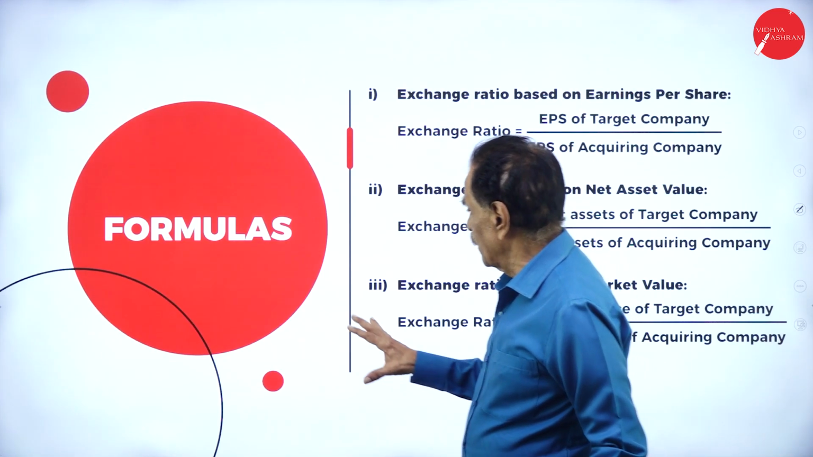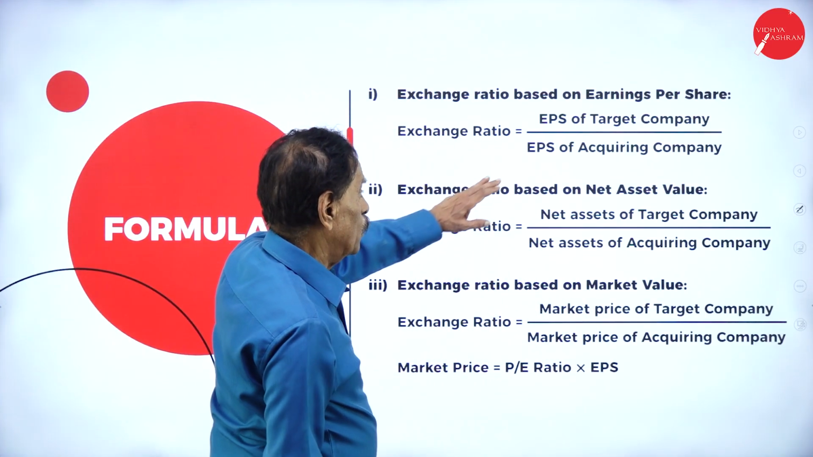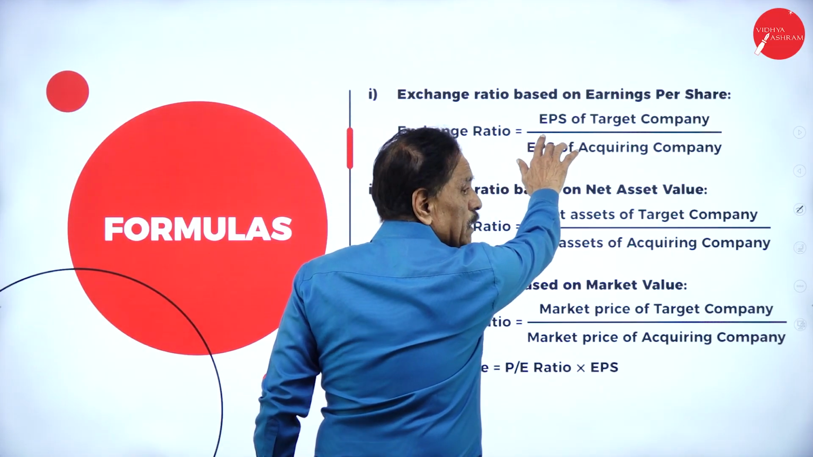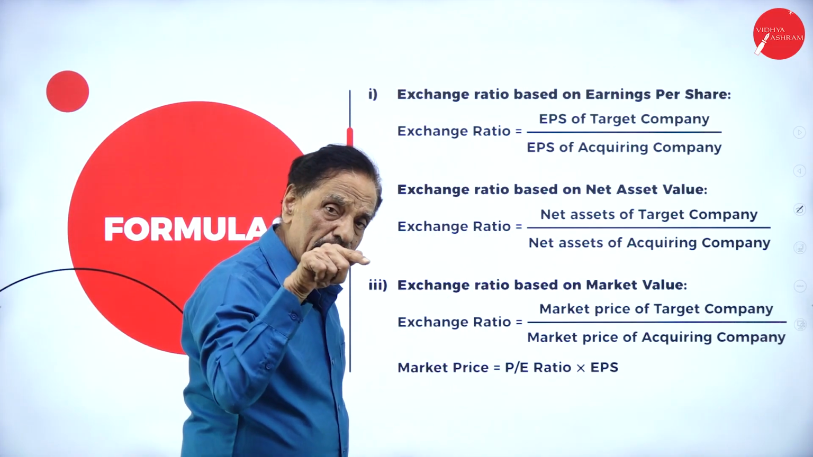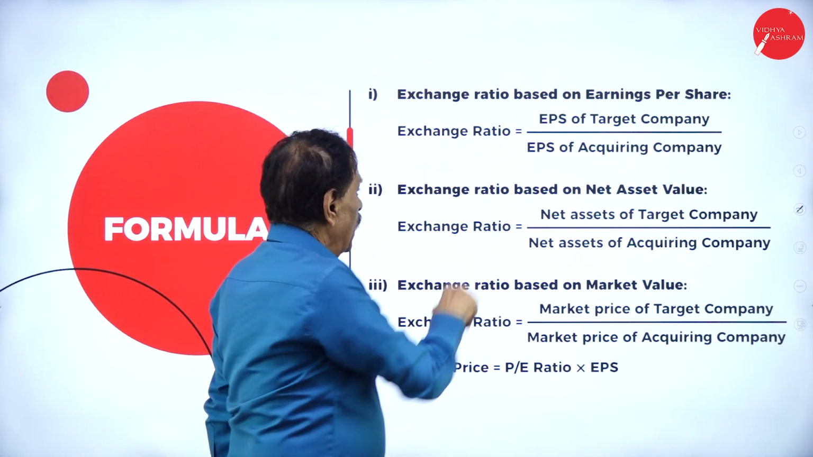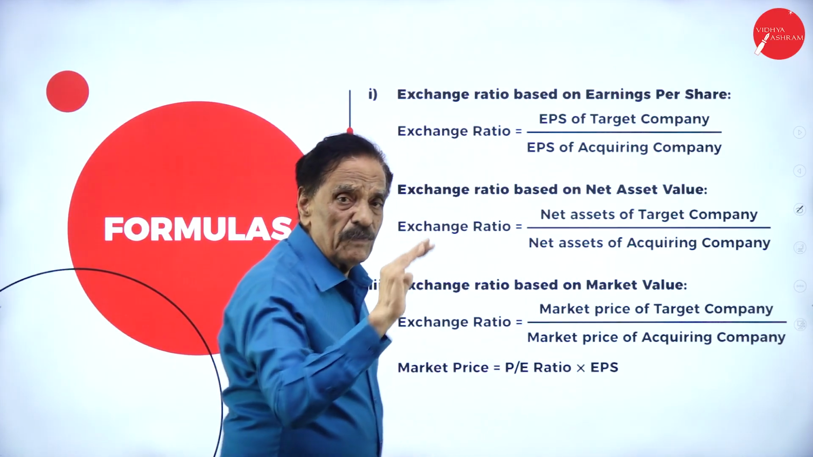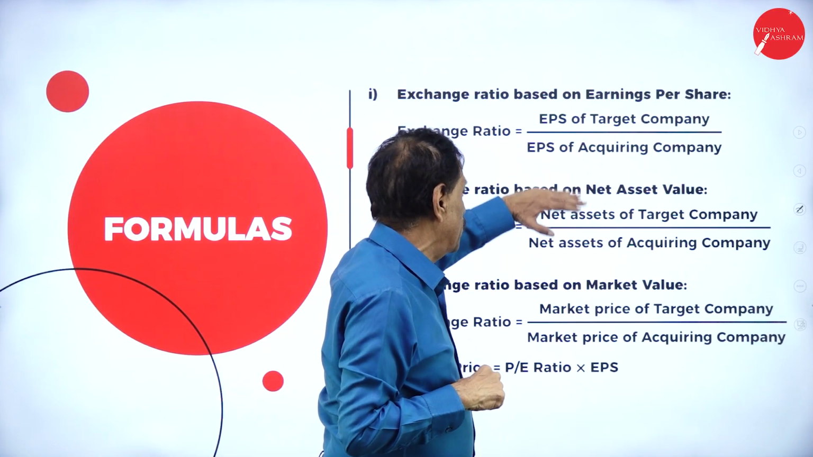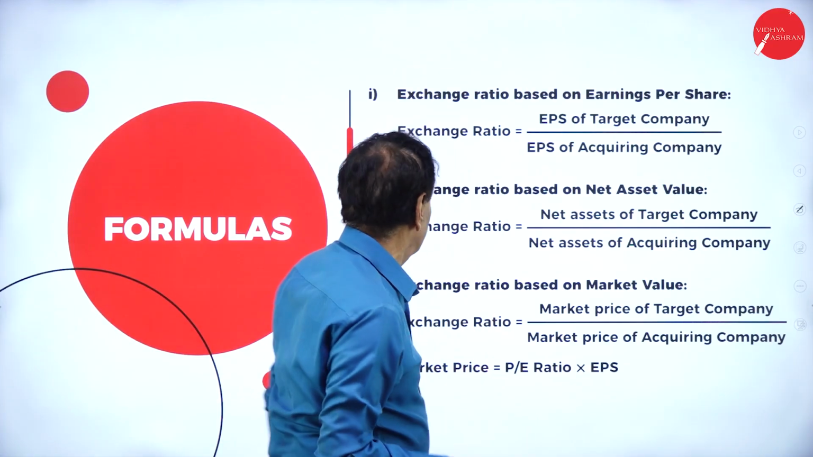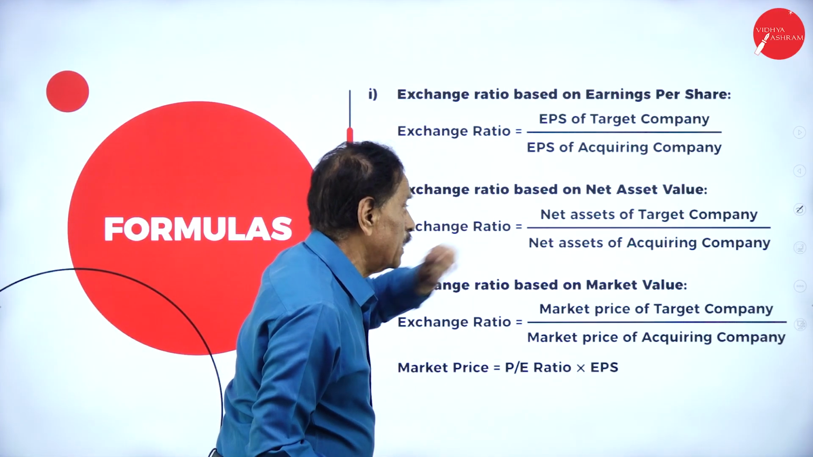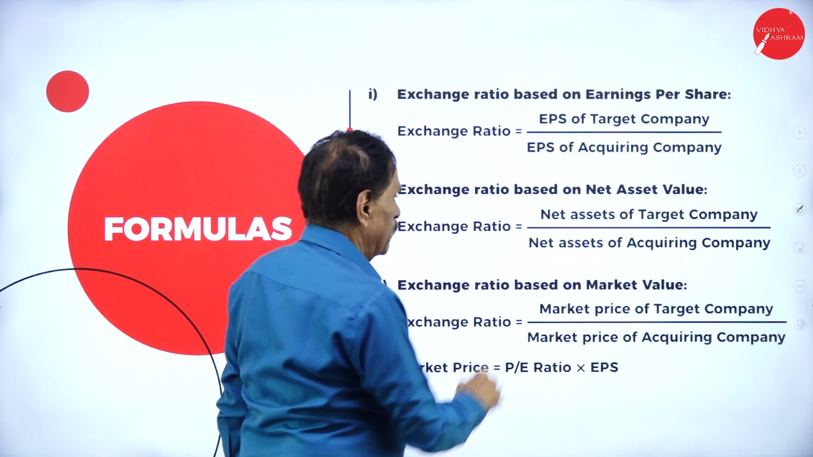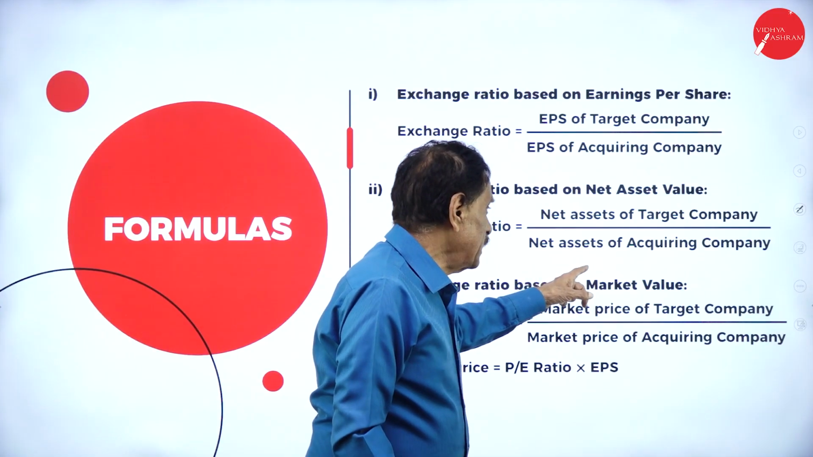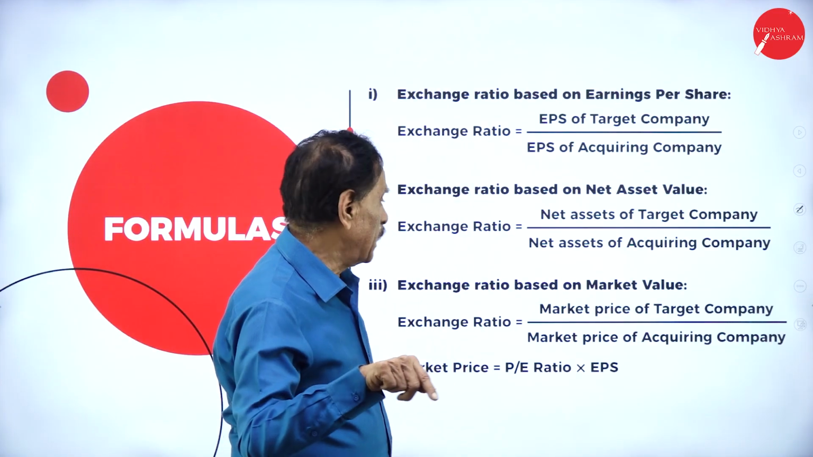Now, come back to formulas. Exchange ratio based on earning per share: exchange ratio is EPS, earning per share of the target company, divided by earning per share of the acquiring company. If A company acquires B company, then we say EPS of B company divided by EPS of A company. Exchange ratio based on net asset value: net assets of the target company, meaning B company, divided by net assets of the acquiring company, meaning A company.